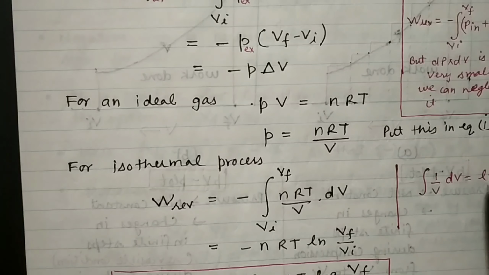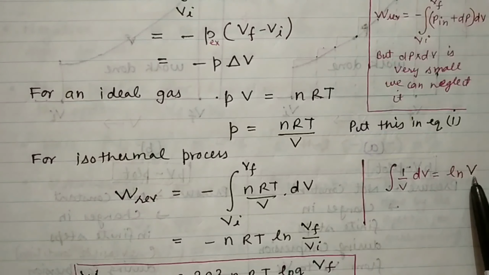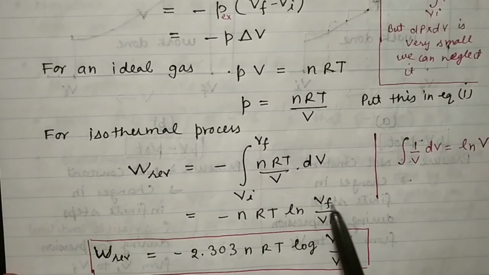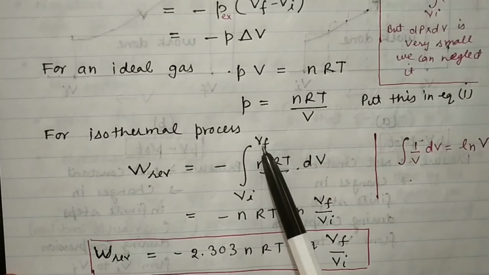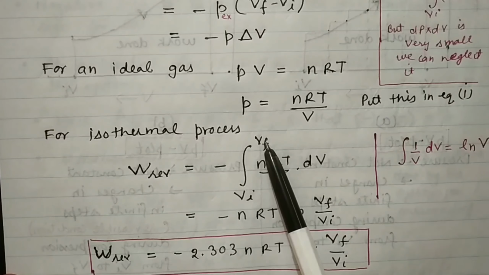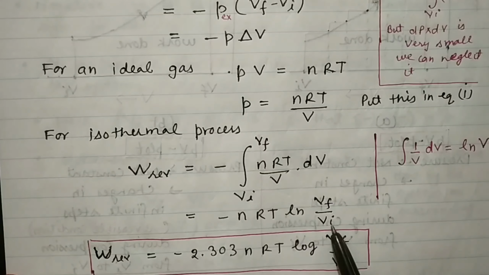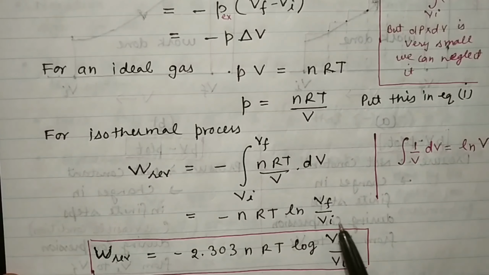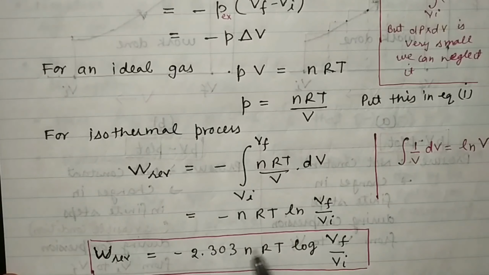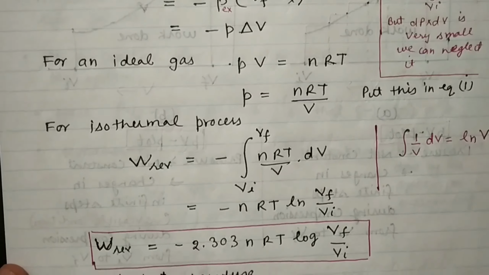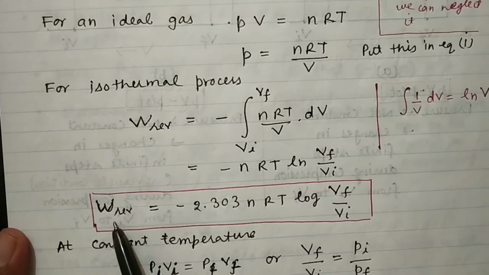Integration of this is equal to the natural log of volume. So one can write ln V, and just by putting the limit from higher to lower, Vf minus Vi. So this is the logarithm formula. One can get ln of V final by V initial. So we have to now change natural log into log base 10. So we have to multiply it by the factor 2.303. Then W reversible comes out to be minus 2.303 nRT log of Vf, the final volume, divided by the initial volume, right? So this is the work done for the reversible system.